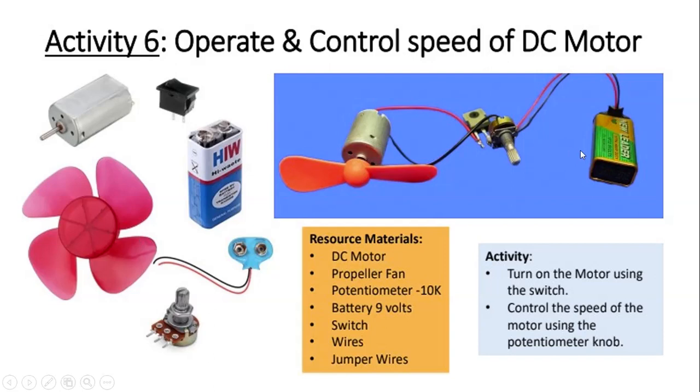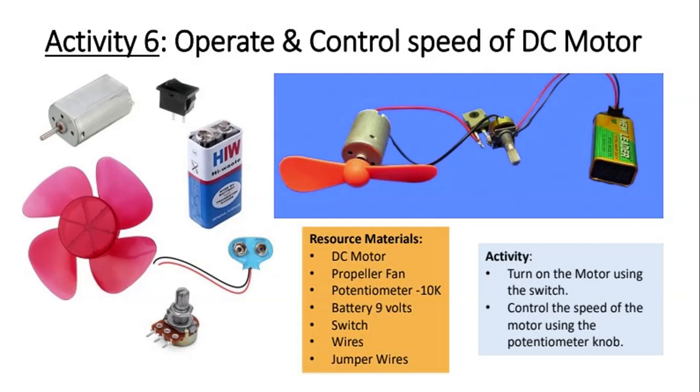So the battery connection is connected with the potentiometer. We can move the knob left to right, or minimum to maximum, and observe the movement of the fan as the speed increases or decreases.